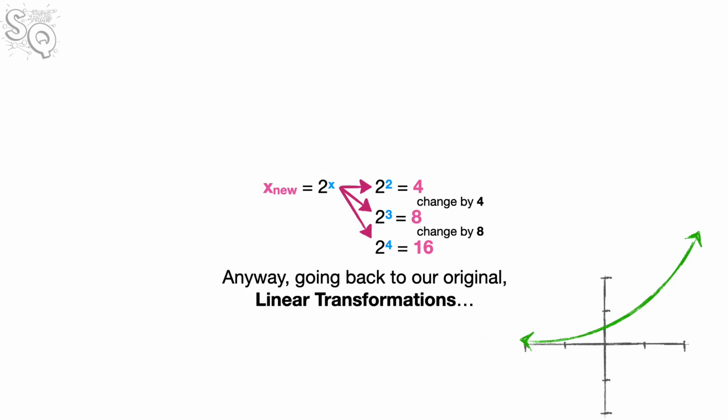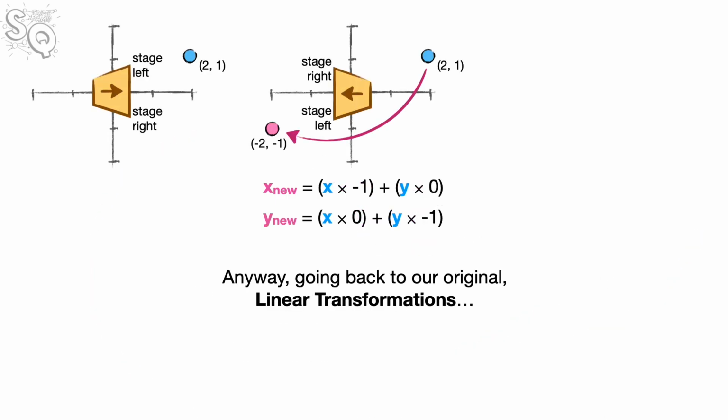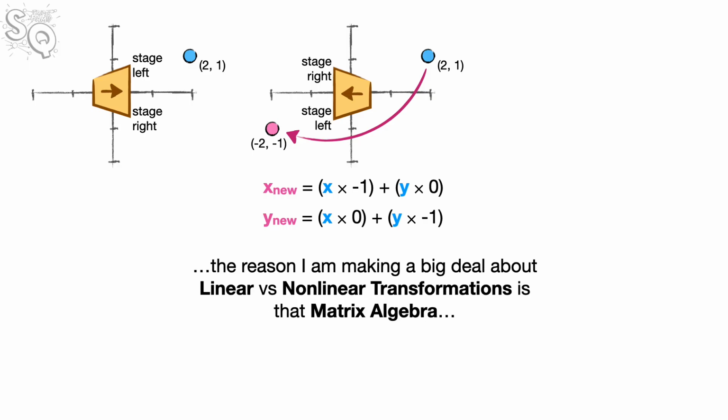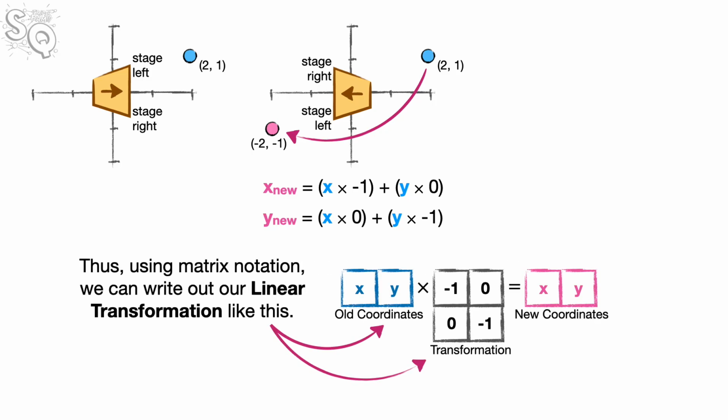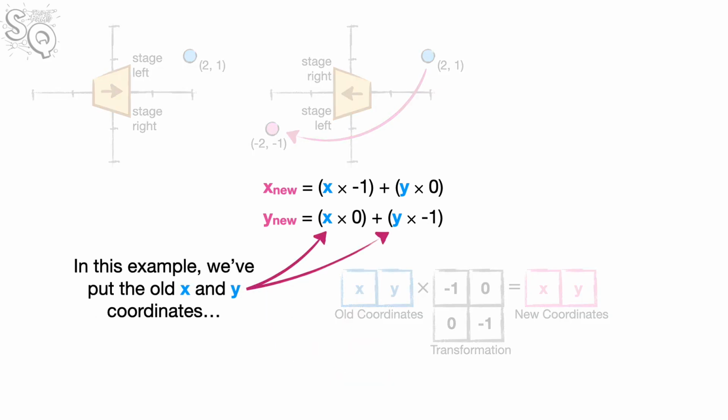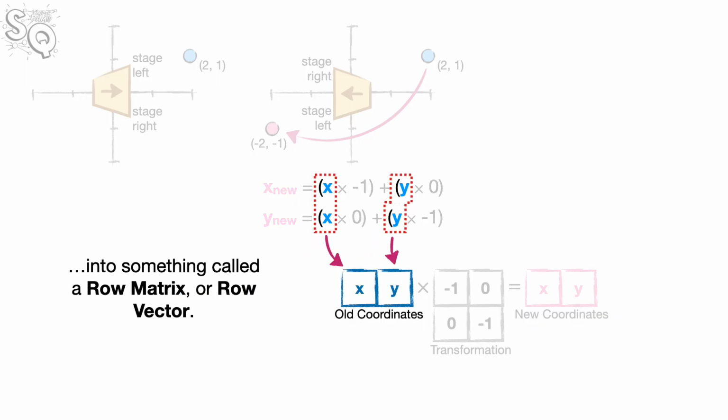Anyway, going back to our original linear transformations, the reason I'm making a big deal about linear versus nonlinear transformations is that matrix algebra is especially useful for linear transformations. Thus, using matrix notation, we can write out our linear transformation like this. In this example, we've put the old x and y coordinates into something called a row matrix or row vector.